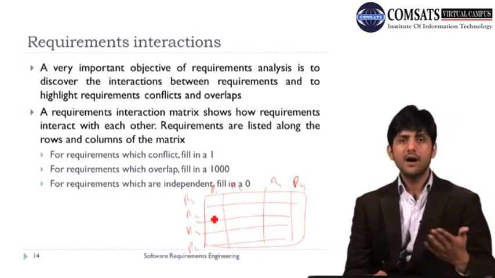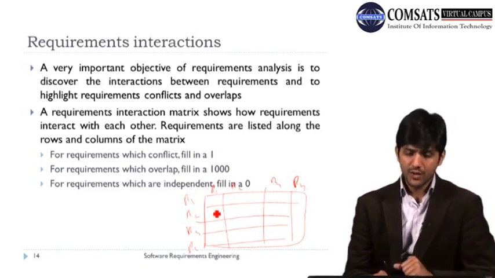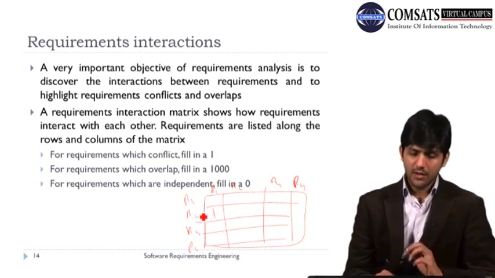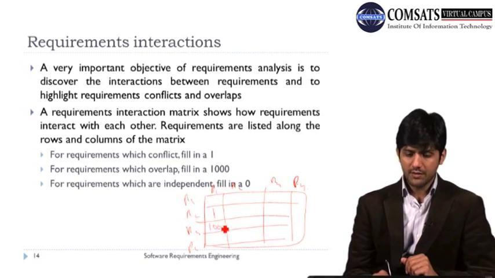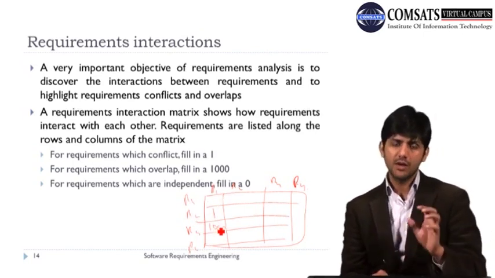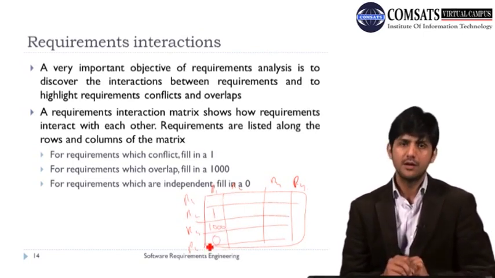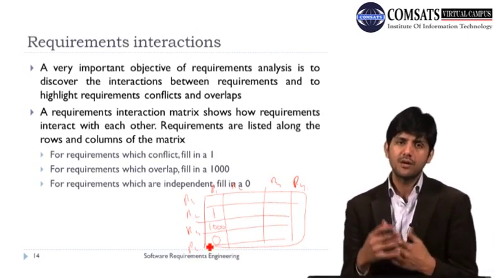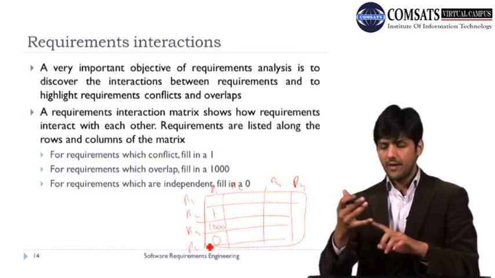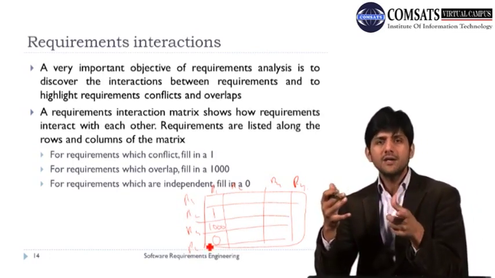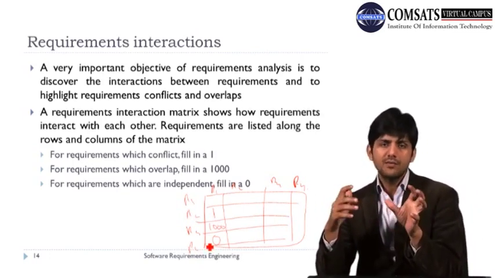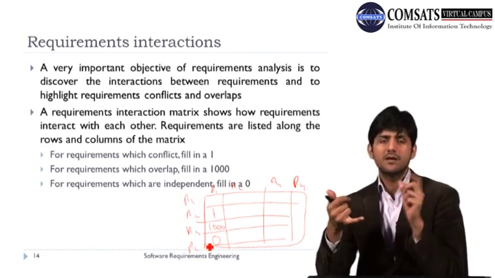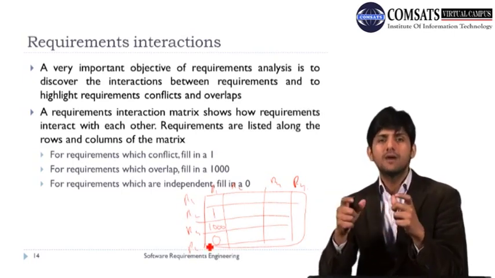Now let's say R1 and R2 have a conflict. So you can put a marker for conflict here. If R1 and R3 are overlapping, you can put a different marker here. And if there is no relationship between R1 and R4, you can put a 0 there. So you can make your own standard for how you are going to record different kinds of interactions. But when we are trying to identify interactions, there are 2 or 3 things that we identify. Number one is whether there is a conflict between 2 requirements or whether they are overlapping.